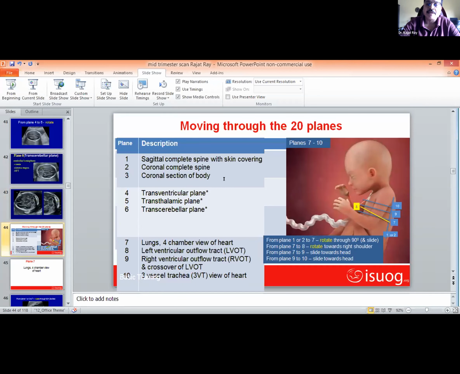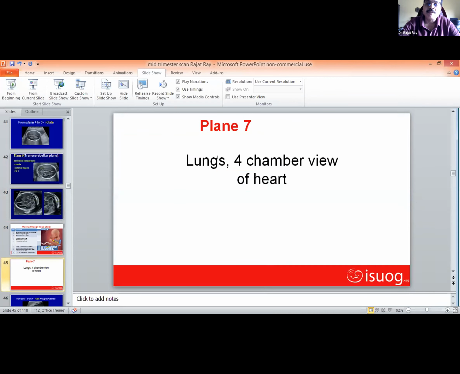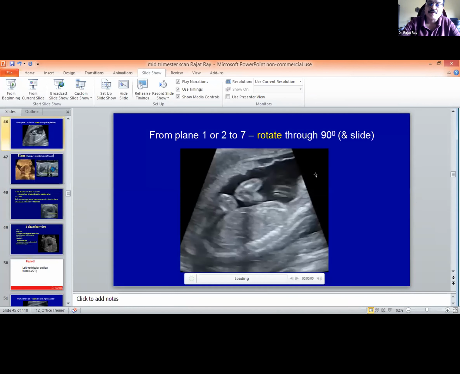Then we come to the next anatomic plane, that is thorax, planes 7, 8, 9, and 10. Plane 7 is the lungs and four-chamber view of the heart. How will you get that? Simple. Again, from the spine, you take a 90 degree, you will get the transverse section of the thorax. So from plane 1 or 2 to 7, rotate through 90 degrees and minimally slide so that you get the proper plane.